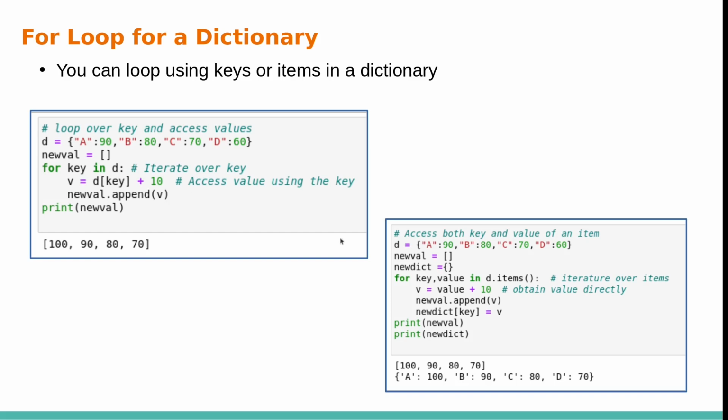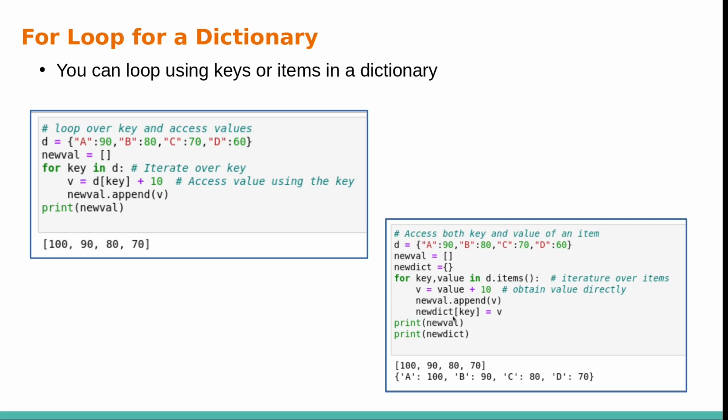Similarly, what I can do is I can access both the key and the value terms using this d.items. D again is my dictionary. So I want the items of the dictionary. I'm looping over the items of the dictionary. Each element of the dictionary has 2 items. One is the key, one is the value. I'm going to store the key in the key, value in the value. And now I have direct access to the value that I can use to make calculations, append it.